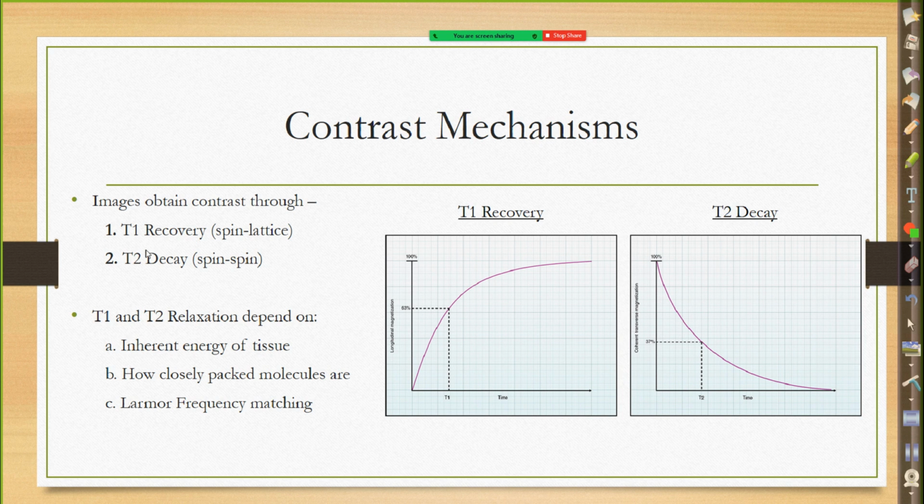So when we're talking about these two things, T1 and T2 relaxation depend on three other things: inherent energy of the tissue, how closely packed molecules are, and Larmor frequency matching.